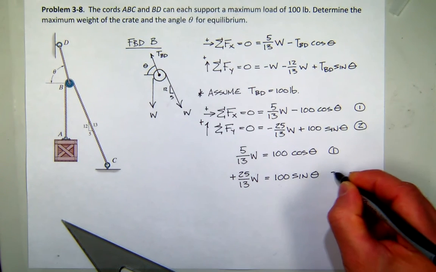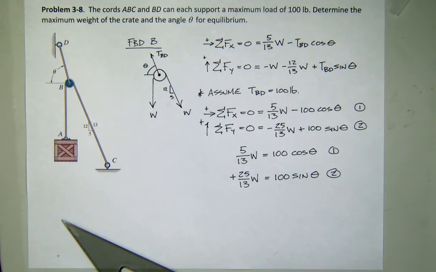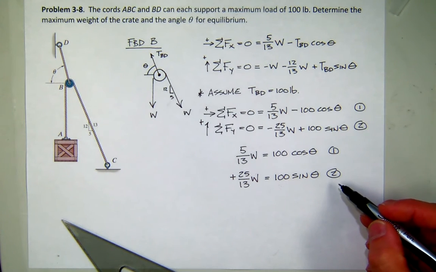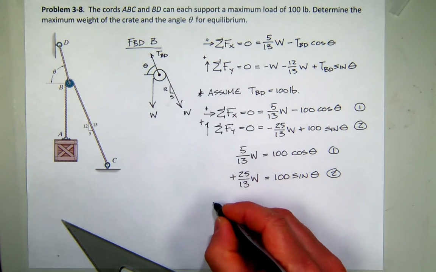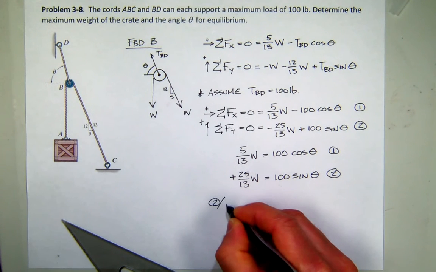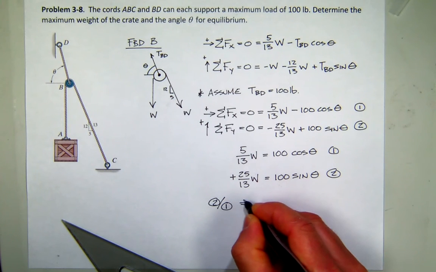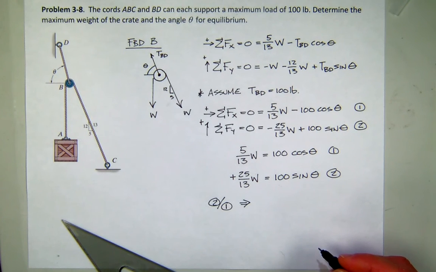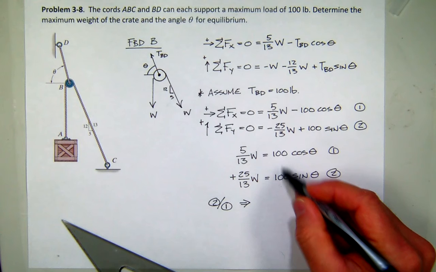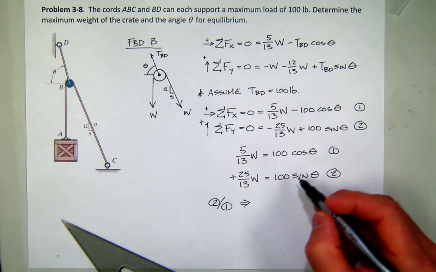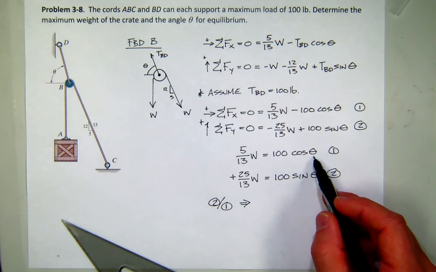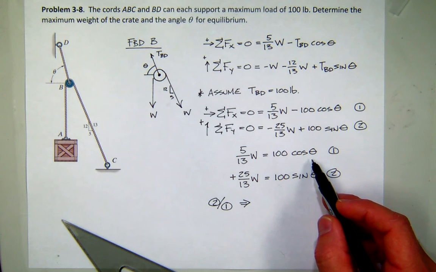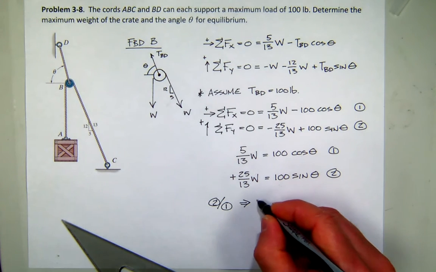Okay, now it might be a little clearer. Everybody see that? I can actually now divide equation 2 by equation 1. So if I took equation 2 and divided it by equation 1, what would I get? So the 100 could cancel, right? So I'd have 100 sine theta divided by 100 cosine theta, which is what? That's just tangent theta, right?